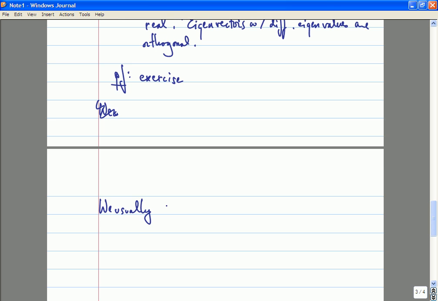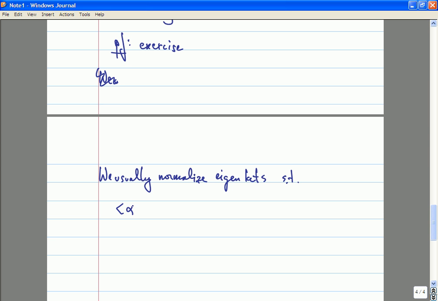We usually normalize our eigenkets so that we label eigenkets of some operator A. So remember, the eigenkets of an operator A are those which, when you act on them with the operator capital A, you just get a number. And so usually we'll label them by some index. Say it could be n, which could either be a discrete index. It could either be a finite index that takes values from 1 up to capital N. It could take an infinite number of indices, or it could be something continuous that we have to integrate over.